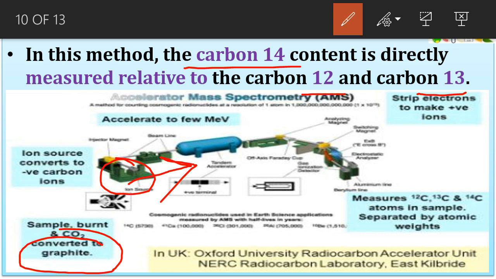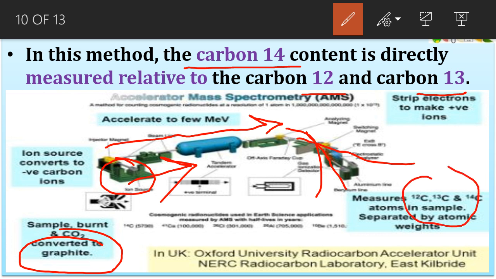One is acceleration of the various particles present in the sample with very high kinetic energy, and the second is detection of the accelerated particles with respect to their mass. When samples are accelerated with very high kinetic energy, they get separated with respect to their mass and are detected. In this process, the various isotopes carbon-12, 13 and 14 are detected and their numbers counted. This detection count is then compared with the radioactive standard.